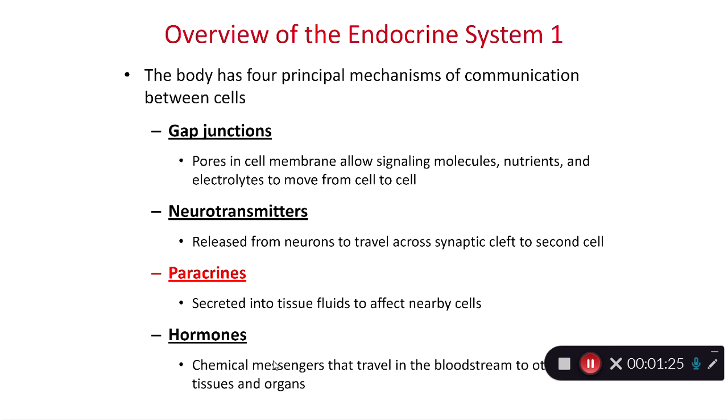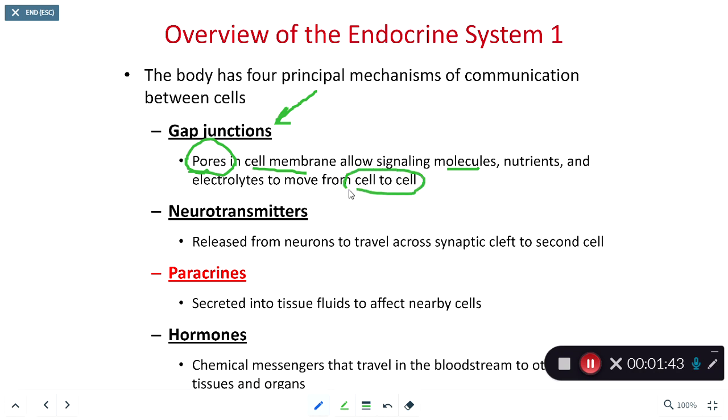So as we look at how our body can communicate between cells, we have gap junctions. Cardiomyocytes, heart muscle cells, are the classic example of that. A gap junction can be thought of as a pore or a hole in the cell membrane that allows a molecule or nutrient to go directly from one cell to the next cell. So kind of think of these as a way to exchange fluids directly from the cytoplasm of one cell to the cytoplasm of the next cell.